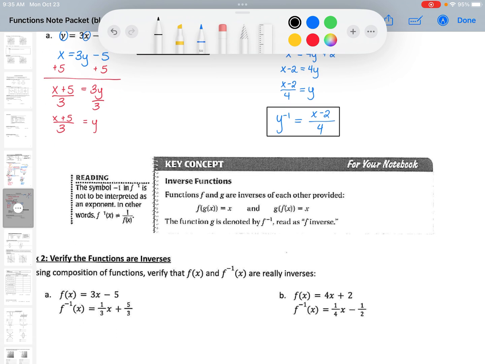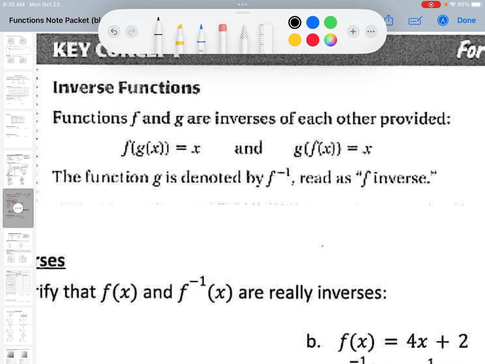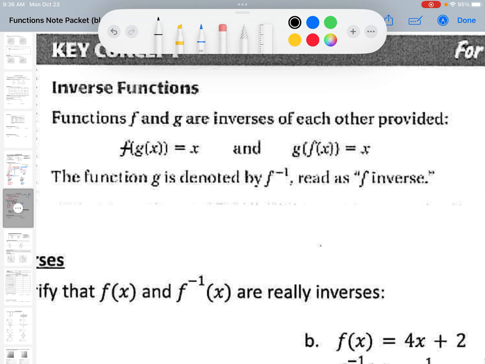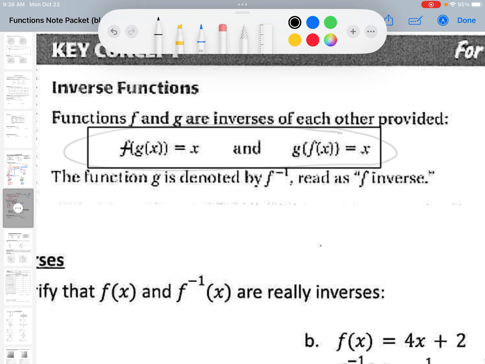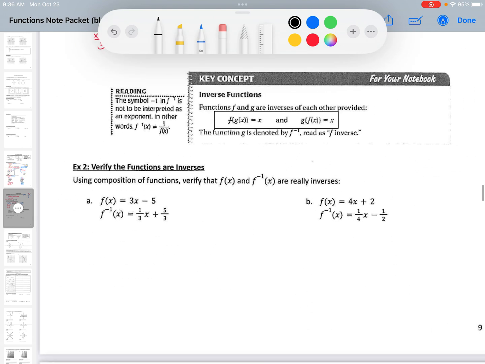Functions f and g are inverses of each other, provided their compositions are both x. So that means we would find f of g of x, and that needs to equal x. And then also when you flip the order, g of f of x would also be x. So if this statement is true, that means f and g are inverse functions. So let's take a look at an example. One of your test questions would be prove that these two functions really are inverses, and this is what I'm going to be looking for when I ask that question.